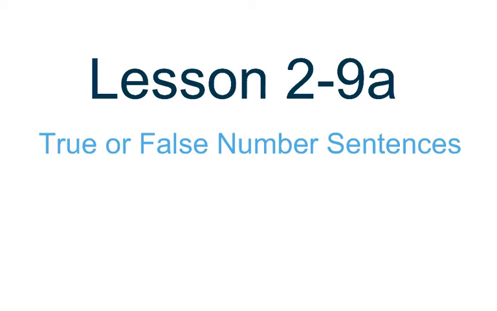In lesson 29A, we are going to be learning about true or false number sentences. This is one of those lessons that is called a Minnesota Essential and is added on to the regular lessons that we already do in Everyday Math. So you'll need your whiteboard marker and eraser, and you'll need the packet that was copied off with the additional sheets. You will not find them in your math journal.